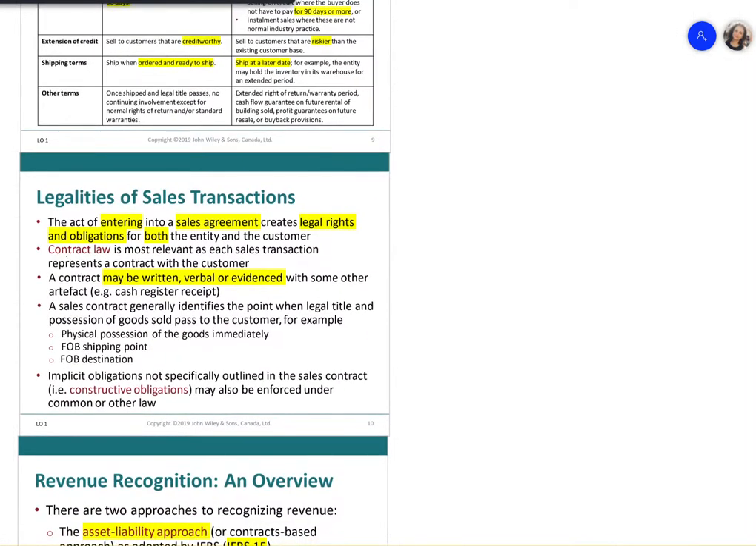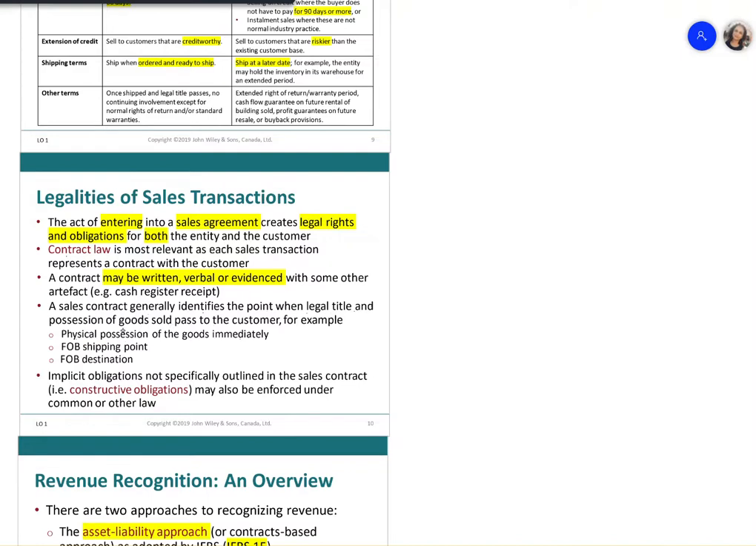Now, when you have an agreement, you're going to be delivering goods. If you're selling goods, your contract is to sell goods. And when you are talking about selling goods, physical possession of the goods passes immediately. So sales contracts generally identify the point when legal title and possession of the goods pass to the customer.